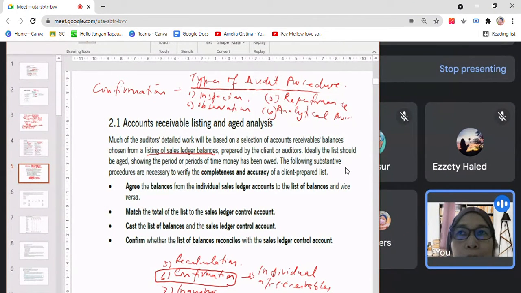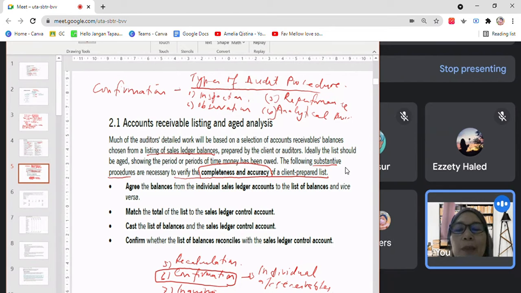If you still remember, you have learned in the SQL system. You will look at the aging schedule of the account receivable. So you need to get the substantive procedures to verify the completeness and accuracy of the client-prepared list. This is the assertion that you need to achieve: completeness and accuracy. So what you should do is agree the balances from the individual sales ledger account to the list of balances, or vice versa.